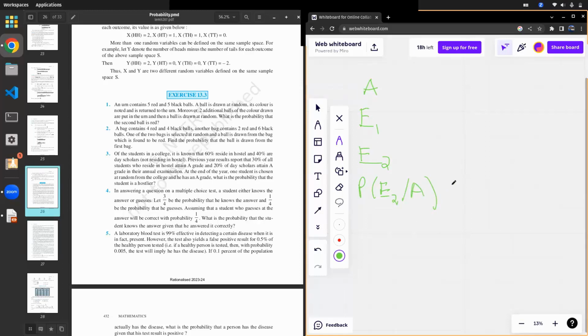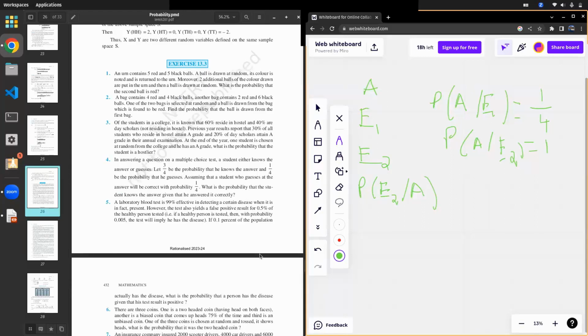This can be done by Bayes theorem. We have to find the values of probability of A given E1 and probability of A given E2. If you find these values, you can substitute in the Bayes theorem and get the required answer. It is given that the probability of the question being correct when he guesses is 1 by 4, and the probability of the question being correct when he knows the answer is 1, because if he knows the answer, it is the correct one. So by substituting the values in the Bayes theorem, we'll get the required probability.